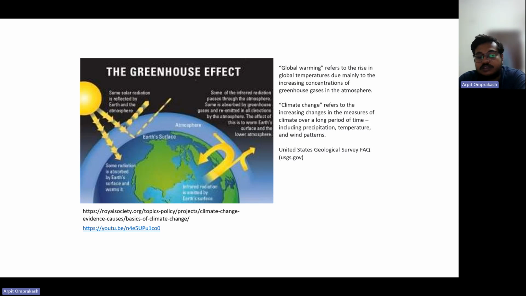Then the other thing is when we are talking about things like climate change and global warming, often people use them interchangeably, but there are certain differences between both the terms. So for the purpose of the course, here is how we'll be defining both of them. Global warming refers to the rise in global temperature due mainly to the increasing concentration of greenhouse gases in the atmosphere, right? So we know basically that there are some gases which act as greenhouse gases.